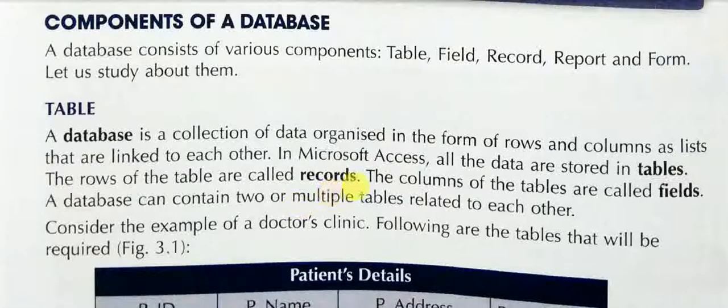The rows of the table are called records. So rows are known as the records. Means for a particular person, a single row will be there which consists of data. And the columns of the tables are called fields. So columns are known as the fields.